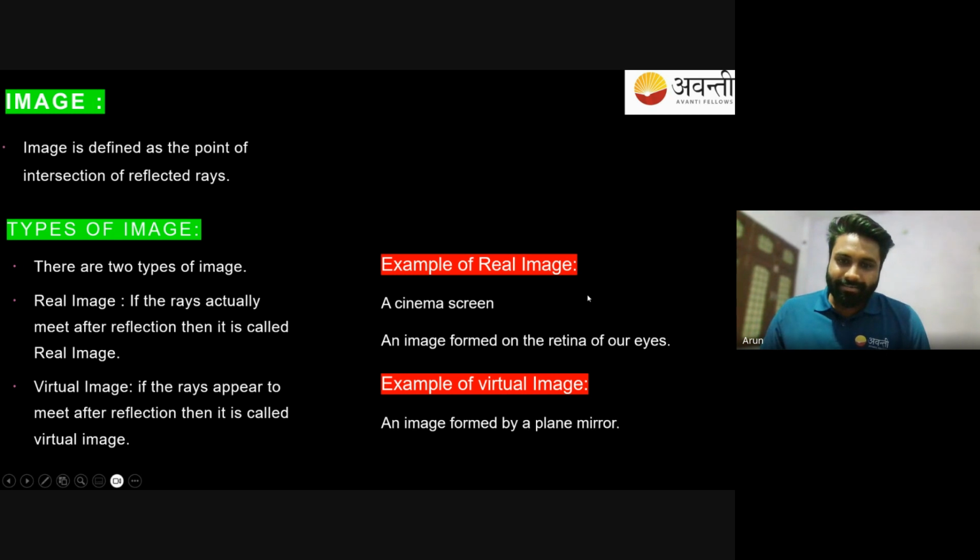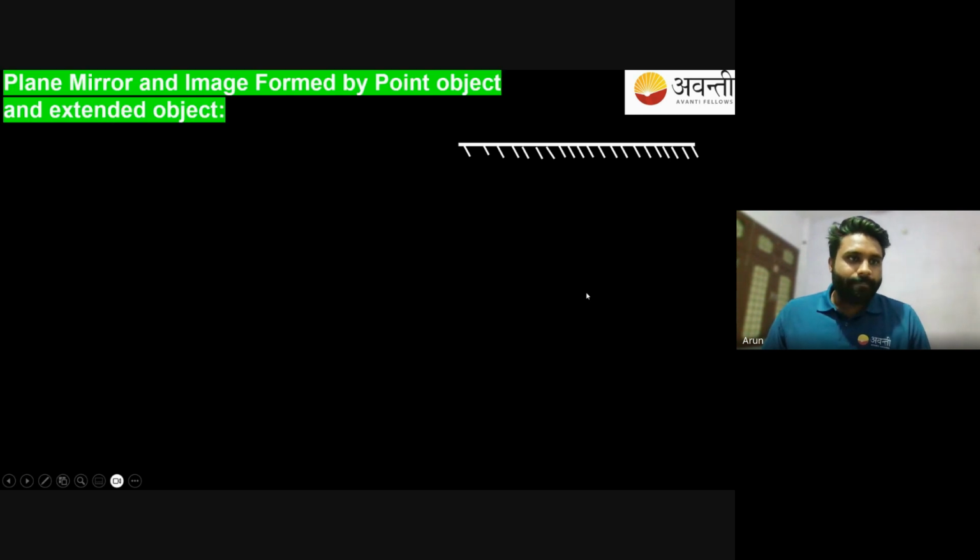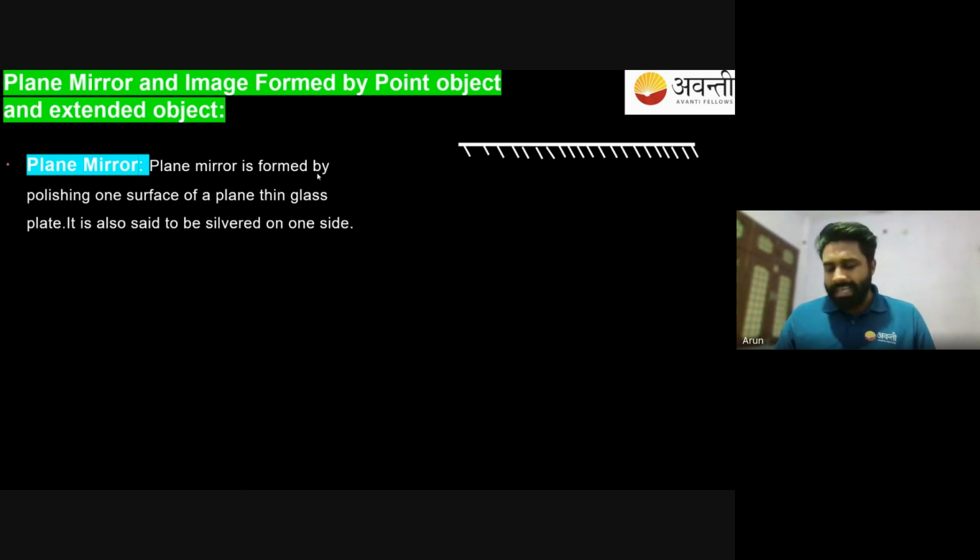Okay. Image formed by the plane mirror. Simple. If you have any doubt, you can ask. Now, plane mirror and the object, formed by the point object and the extended object. So what is a plane mirror? Plane mirror is nothing but a polished surface. It could be a thin glass sheet or anything else.